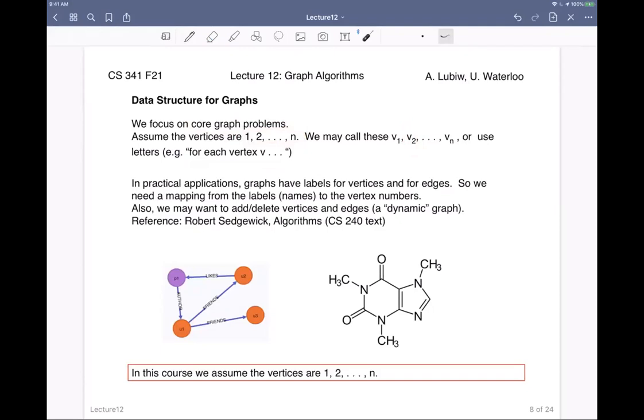Now, in practical applications, graphs have labels for the vertices and for the edges. So for such applications, we need a mapping from the labels to the vertex numbers. And hashing and maps are great ways to do that. We're not going to be concerned with that in this section of the course. This was the caffeine, where we see it's important that the nodes are labeled.